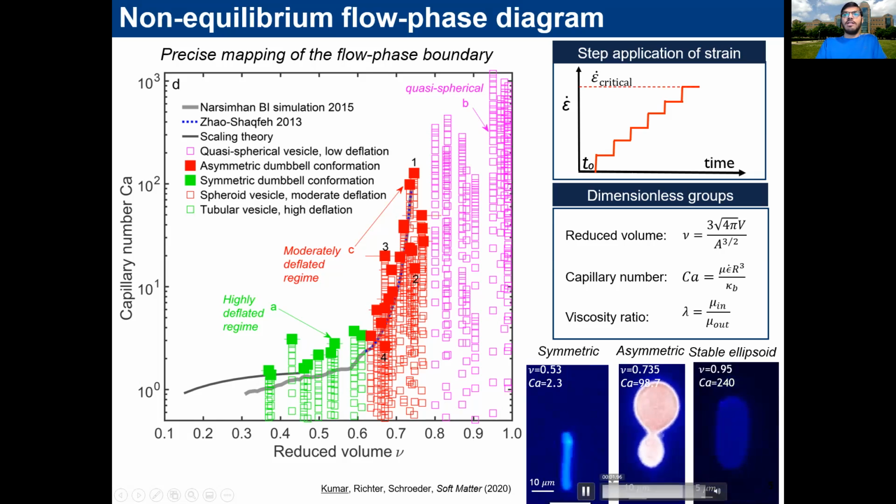Then we also observe that if the initial shape of the vesicle is such that your reduced volume is between 0.6 and 0.75, then when you place the vesicle in the flow, it will change into an asymmetric dumbbell-like shape. And these points are represented in the phase diagram by these filled red squares. We also saw that if your reduced volume is larger than 0.75, then no matter how large a flow rate you apply, the vesicle will not form a dumbbell shape. Instead, it will just transition into a stable ellipsoid-like shape.